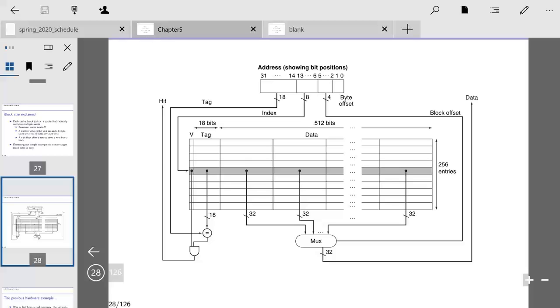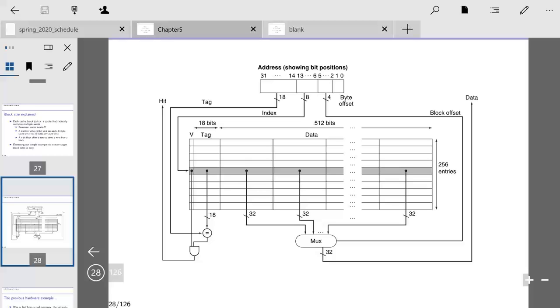Now, of course, as we continue down our journey of memory hierarchy, we're going to talk about some other bits. In fact, we should talk about an additional bit that we have to add to each block today, and that's to help us out with writes. Specifically, that bit is called the dirty bit.